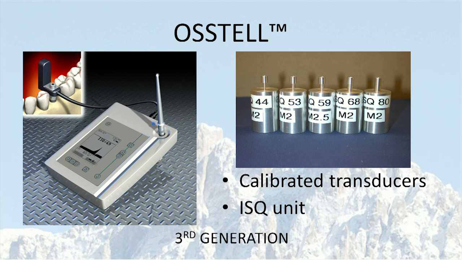The next generation, the Osstell machine, made use of calibrated transducers from the manufacturers. And we also introduced the ISQ unit. So instead of measuring in hertz, we are now measuring in ISQ units. So when you do a measurement, you get a reading from 1 to 100, based on the underlying hertz, but also based on the calibration on these kind of aluminum blocks. So it means that now measurements were directly comparable.